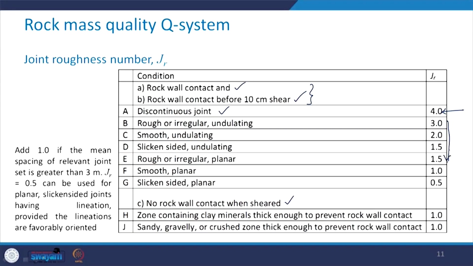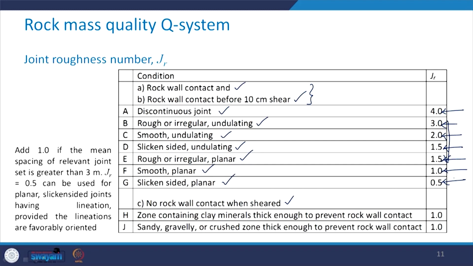You can have a look that here we have rough or irregular and undulating joint with a rating of 3, then smooth and undulating, then slickensided and undulating, rough or irregular and planar, smooth planar and slickensided planar, and the rating will keep on reducing like 2, 1.5, and for this one it is 1.5 only, here it is 1, and 0.5 for slickensided planar kind of joint wall.